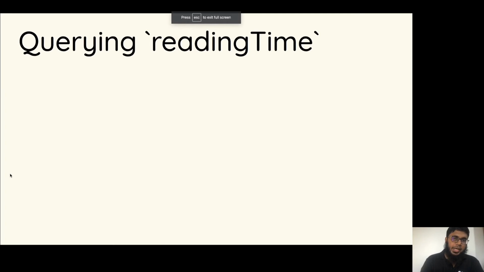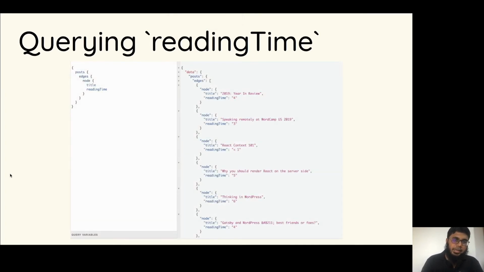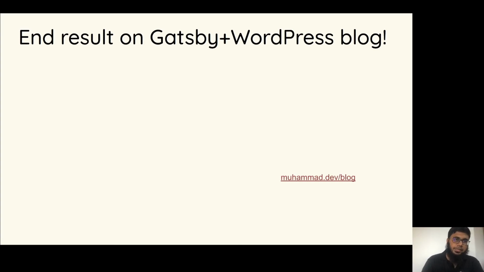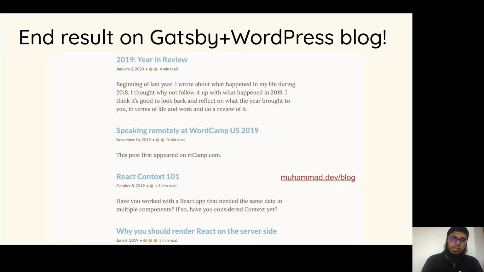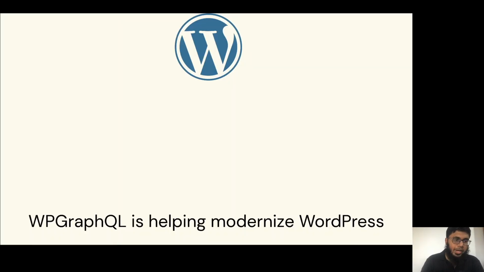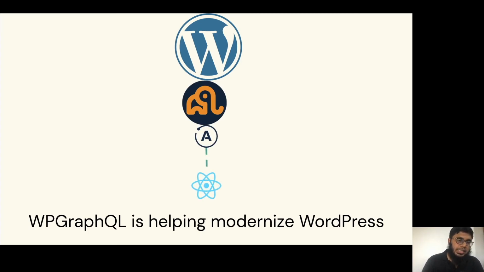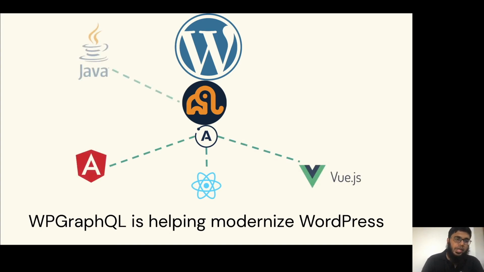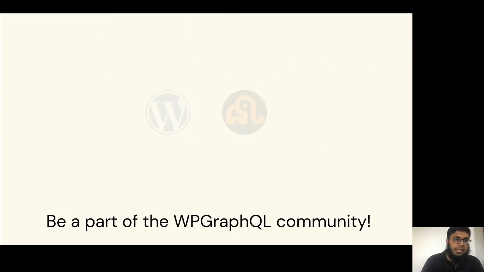And querying reading time, we just saw that. You ask for the reading time, and it will give us the read time in minutes. So the end result on a WordPress plus Gatsby blog is what we just saw. Some of the takeaways from my talk are that WPGraphQL is helping modernize WordPress. For example, if you use WPGraphQL with Apollo, you can use it for any JavaScript front-end framework, and you can directly use it with any JavaScript client that runs on a server-side language, as long as they have a WPGraphQL client.